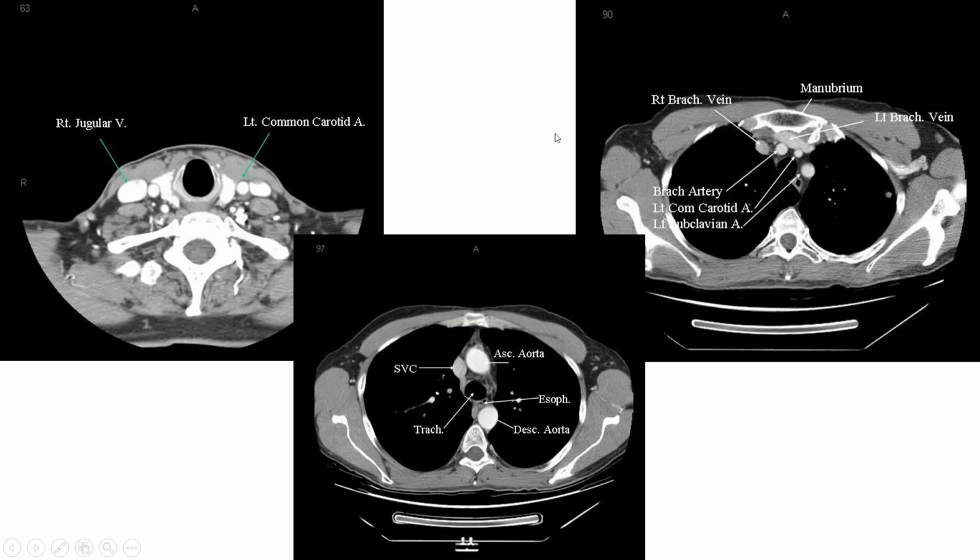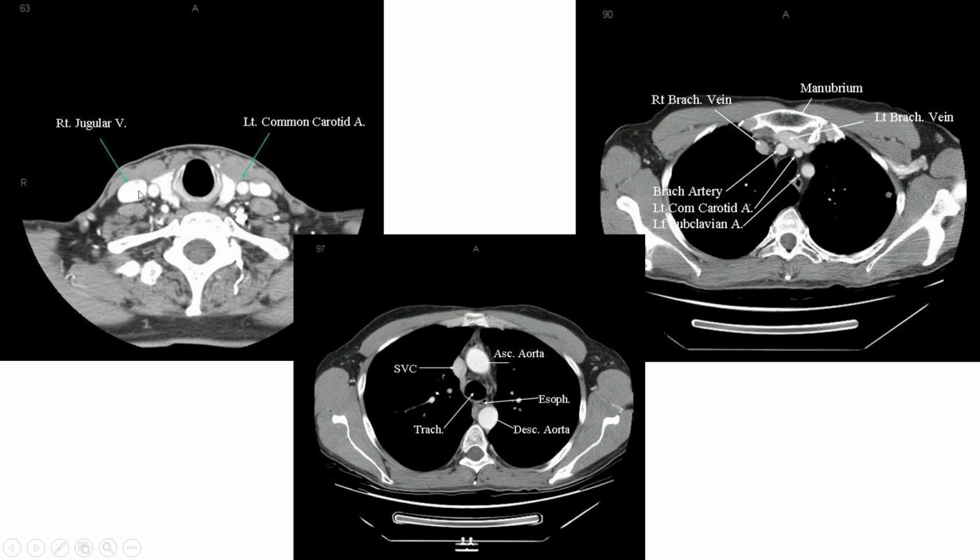So let's correlate those with some CT images. So here is the most superior image that I have of these three images. And we're taking a look at the view from the patient's feet again. So this is the right, and this is the left, and this is the anterior portion of the patient, and they are lying on the table here. And so you can see the right external jugular vein here. And on this side, you see the left common carotid artery.